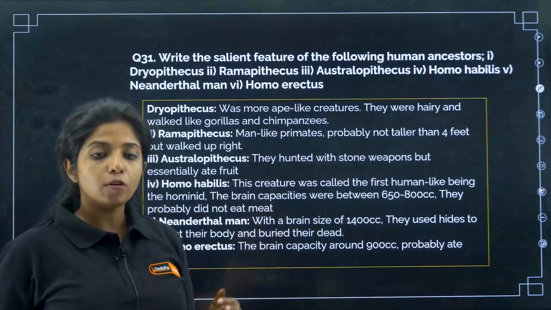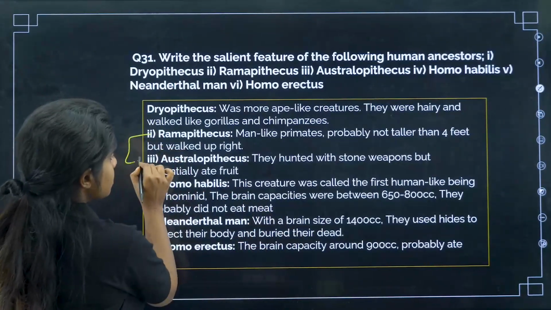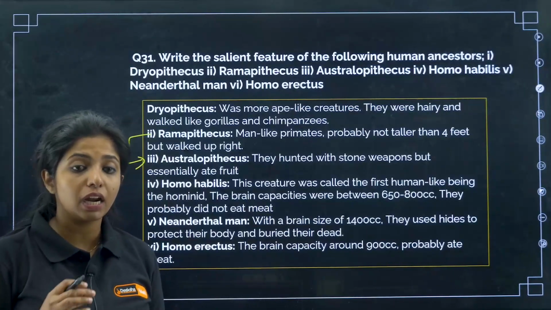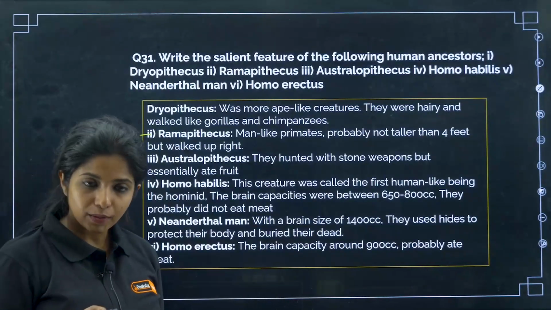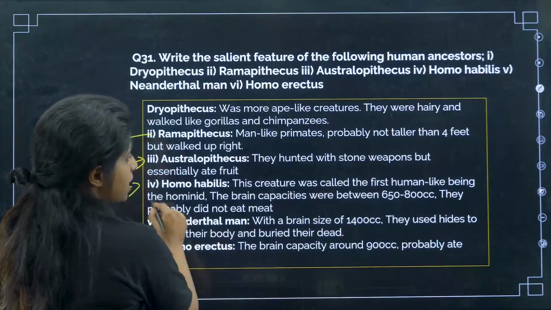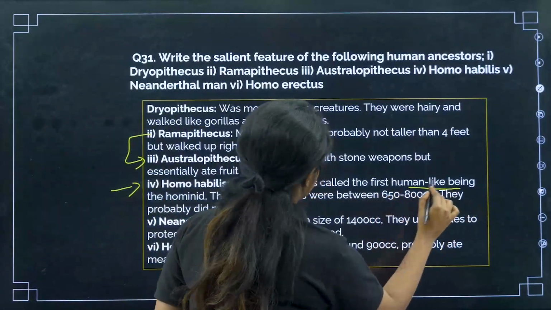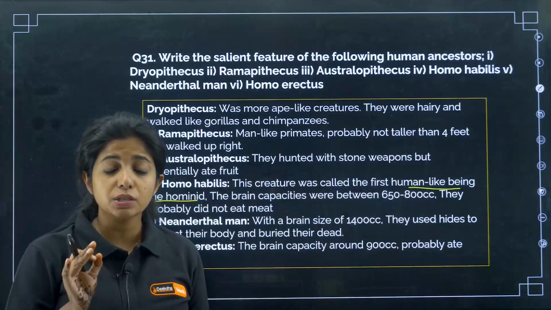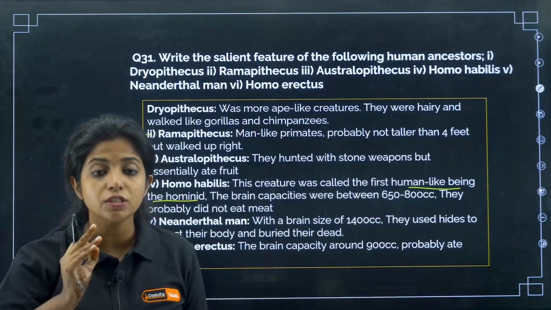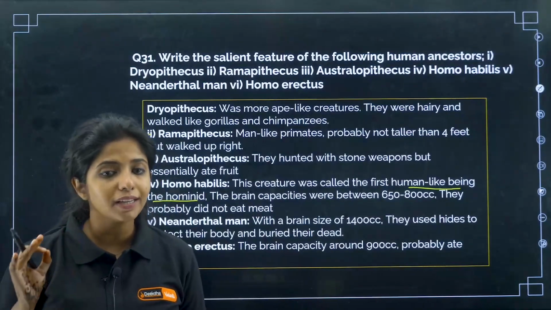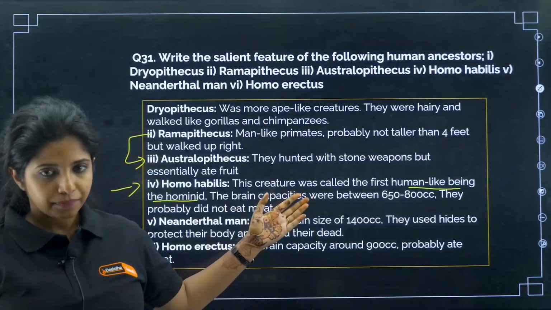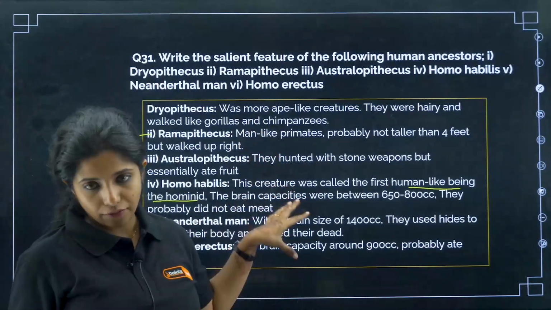Now from them came Australopithecus. They hunted with stone weapons, but they essentially ate fruit only, my dear children. Okay, and then came Homo habilis. These creatures were called the first human-like beings. Okay, the brain capacity, if you talk about it, was 650 to 800 cc. Cc means cranial capacity. They did not eat meat. So they were all eating fruits and things like that. Okay, and it was all happening in South Africa, my dear children.